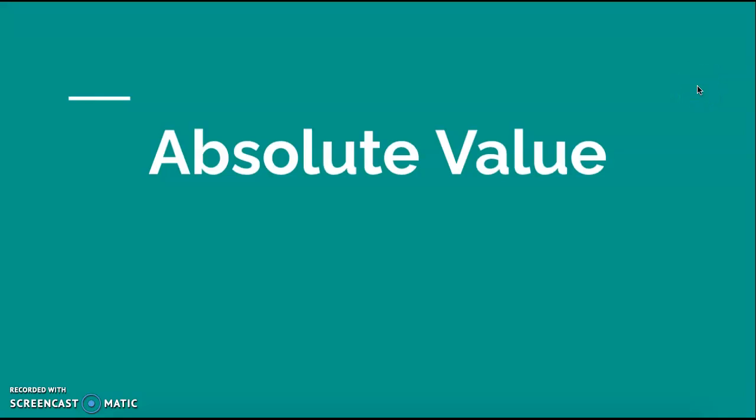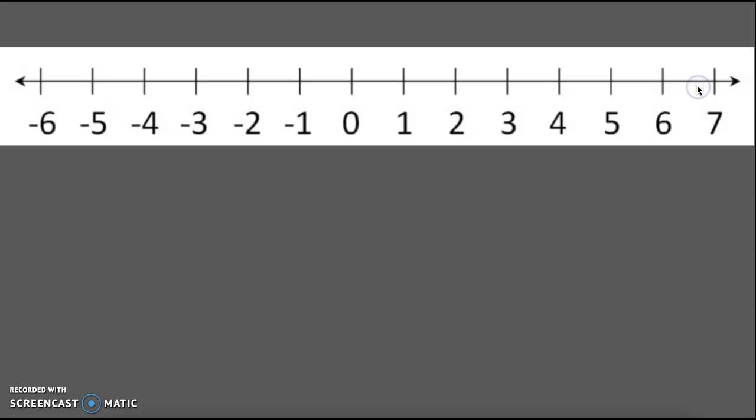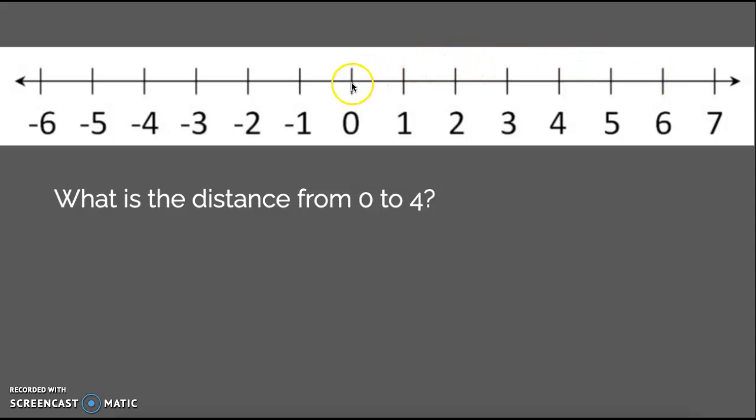Hi, sixth graders. Our next part of our integers unit is absolute value. To get us started, we're looking at a number line, and I want to know what is the distance from 0 to 4. When I ask that question, I'm saying if we imagine that we are on 0, how many jumps is it going to take to get to 4? And the answer to that question should be 4 jumps.